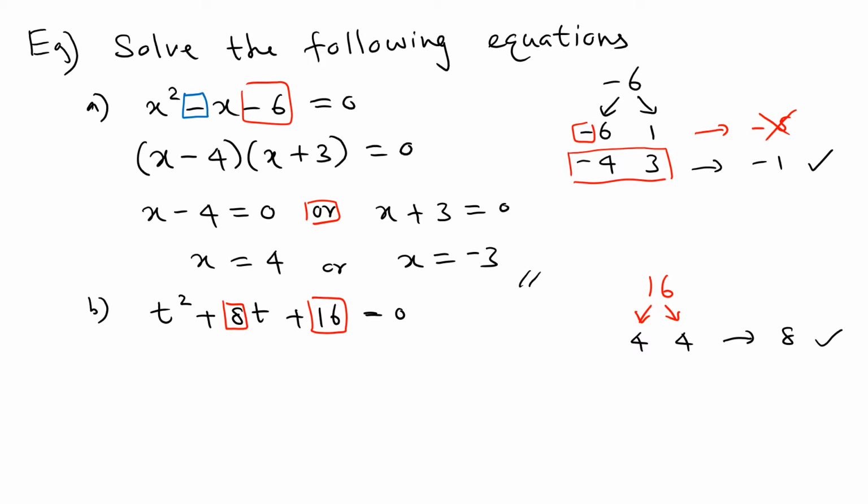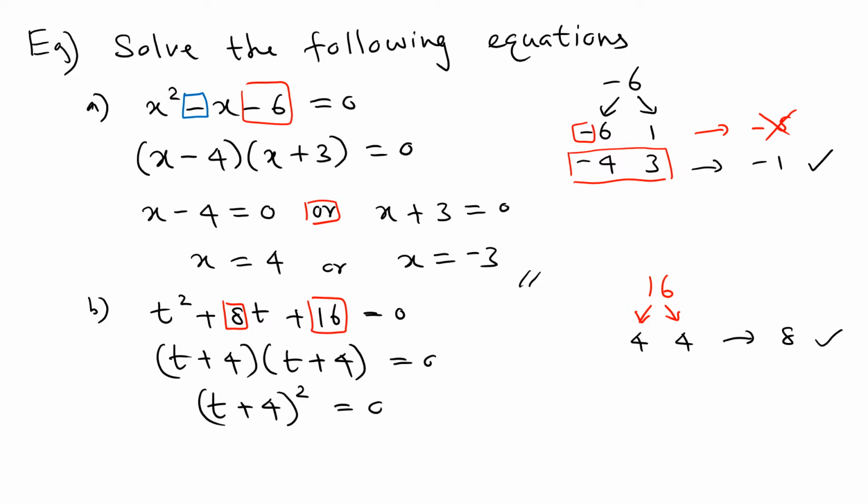So we can write this as t plus 4 and also t plus 4 equals 0. You can write this as t plus 4 squared equals 0. When we get things like that, we call this a repeated factor, because we have a 2 here. If you have a repeated factor, it also gives you repeated solutions. We normally call this a double root.